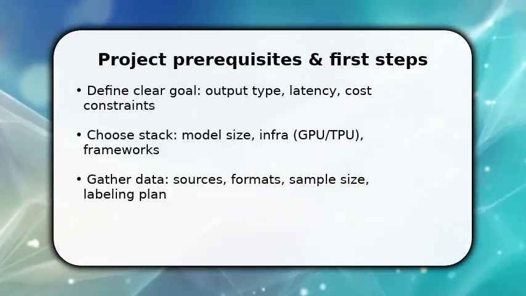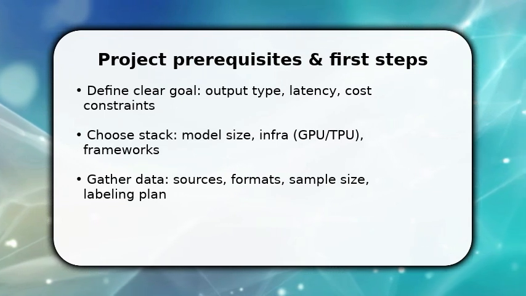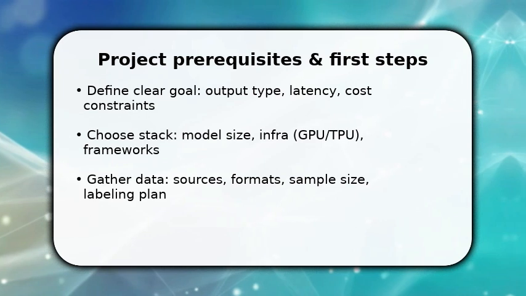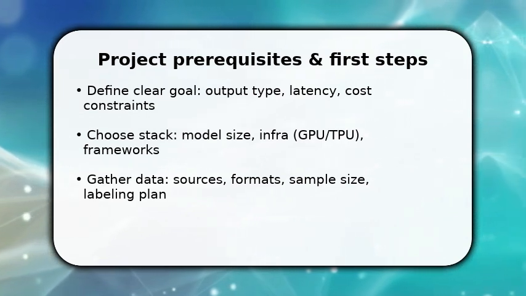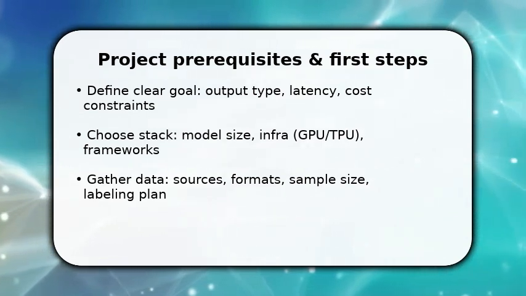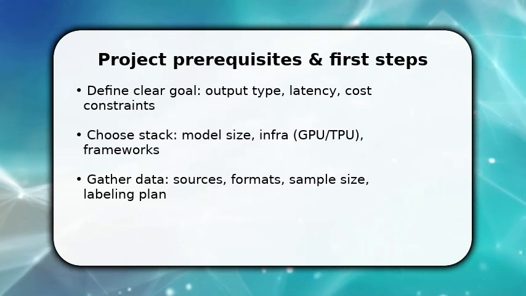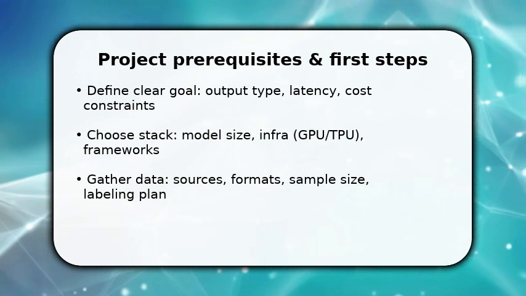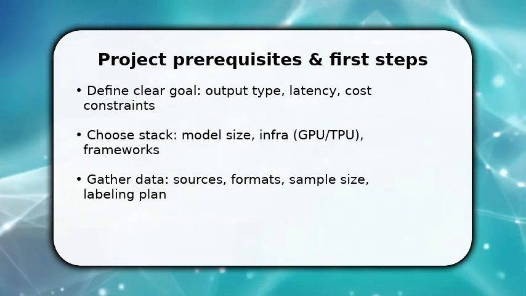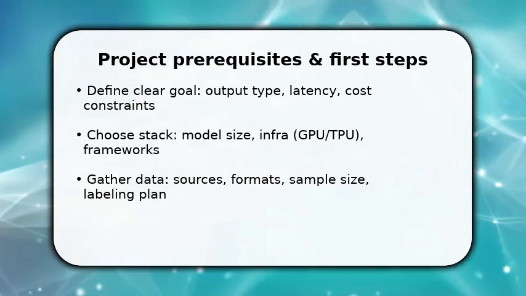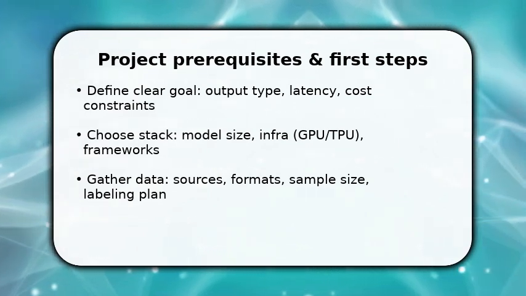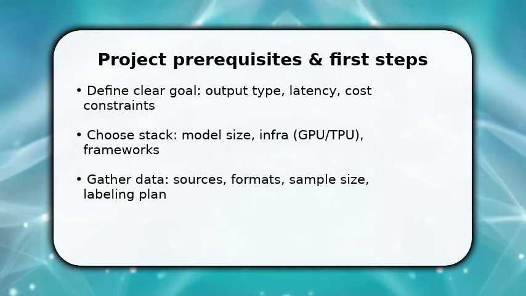You start by clarifying the exact product, text, image, or multimodal, and the acceptance criteria you will use to measure success. Once done, pick a viable model family and hosting approach that matches latency and budget. Make sure to inventory available data, create a minimal labeled set, and set up a data pipeline for collection and validation.